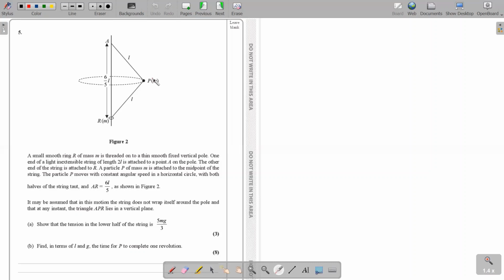It may be assumed that in this motion, the string does not wrap itself around the pole and that at any instant, the triangle APR lies in a vertical plane.